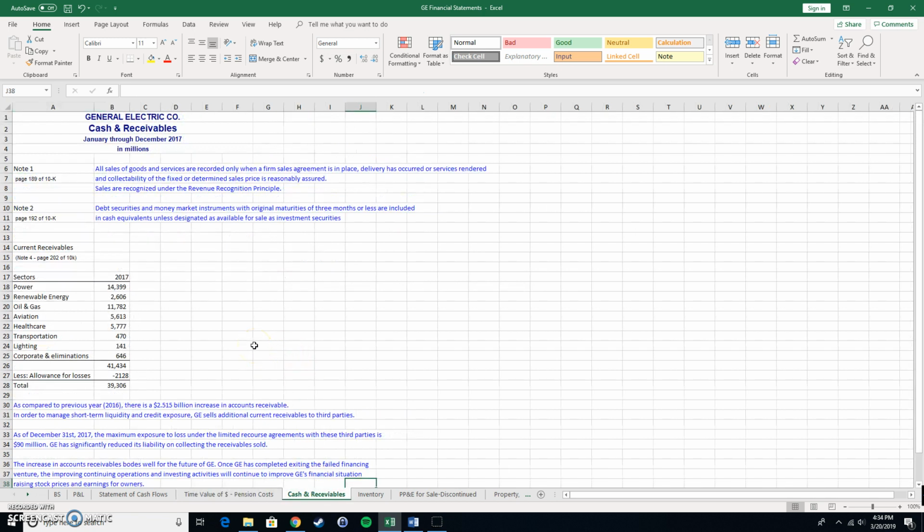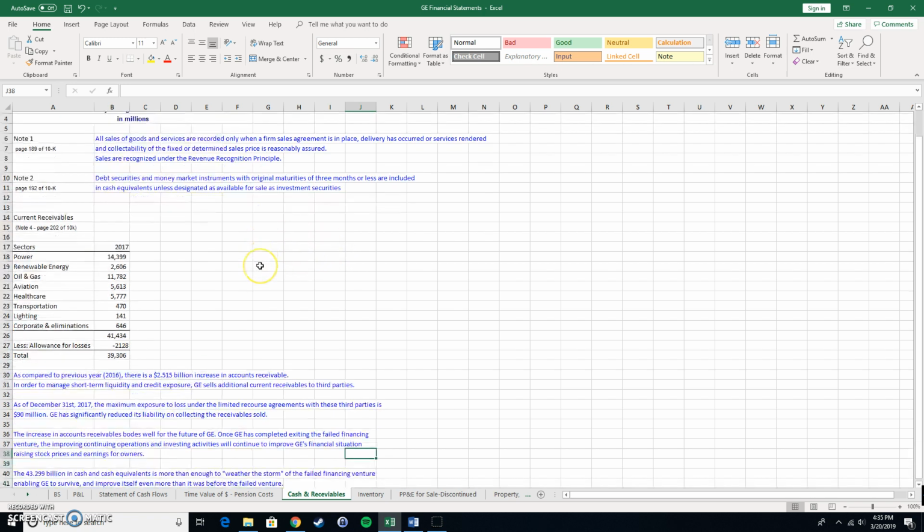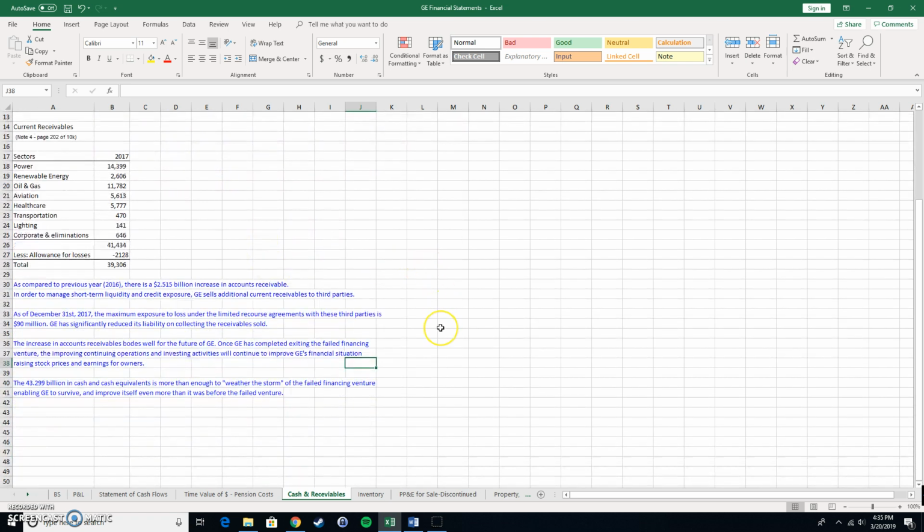The sixth tab is the cash and receivables tab. Here I referenced notes about how the cash and receivables are reported, and I also did a little analysis on the current receivables.